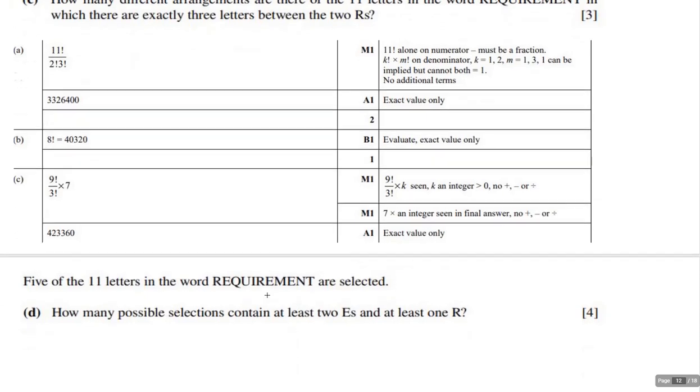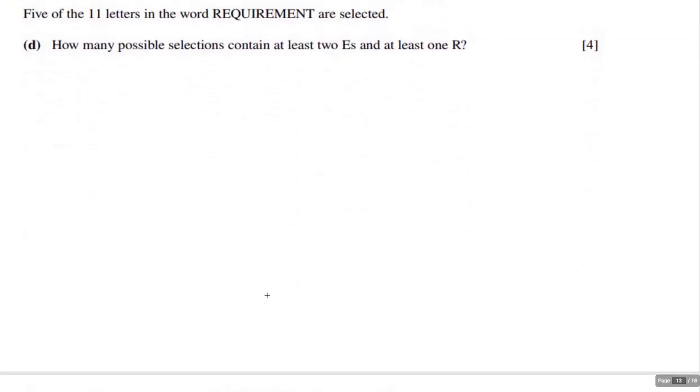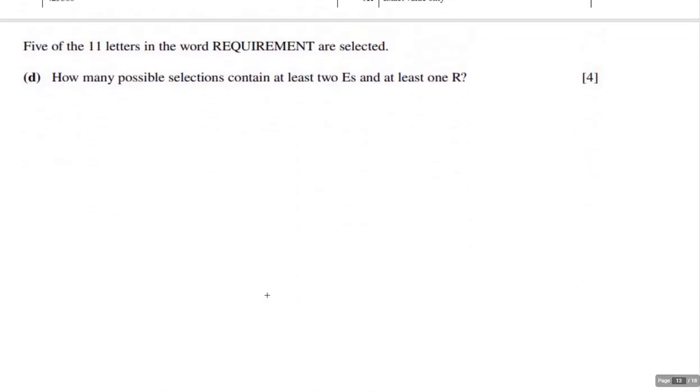All right. Now, take a look at this last one here. 5 of the 11 letters in the word requirement are selected. How many possible selections contain at least 2 E's and at least 1 R? Now notice in this case, they are not saying anything about probability. So what we need is the number of ways they can be selected.